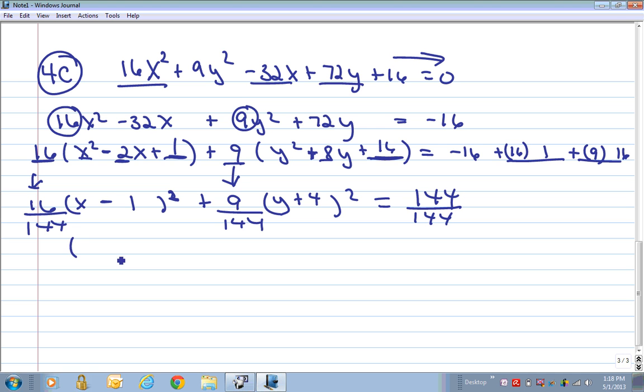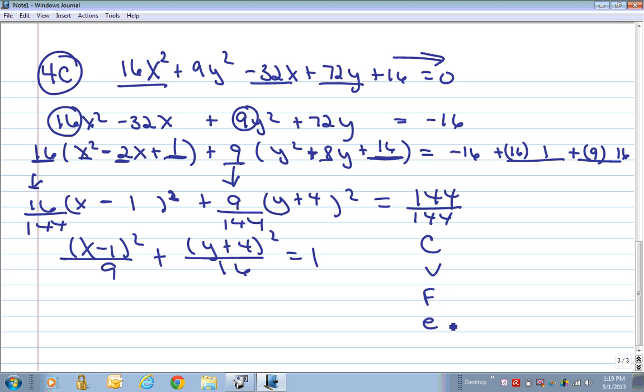So you end up with 1 at the top, which you really don't have to write. You have x minus 1 squared over 9. And over here, 9 goes into 144 16 times. So you end up with y, so 1/16. So y plus 4 squared over 16 equals 1. And now we have our ellipse, so we can graph or identify our center, our vertices, our foci, and our eccentricity. And eccentricity, remember, is c over a.